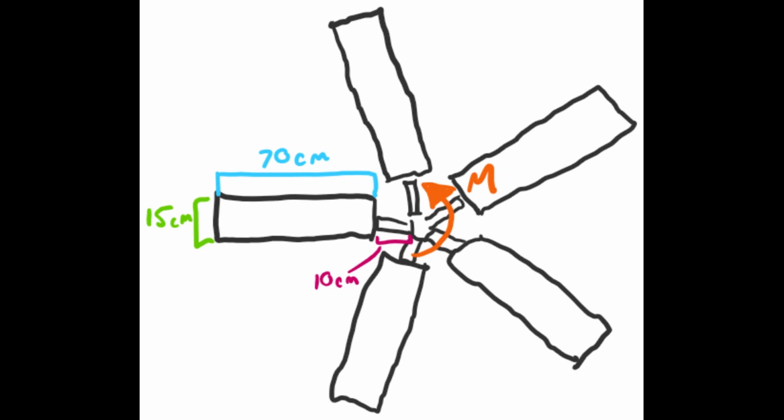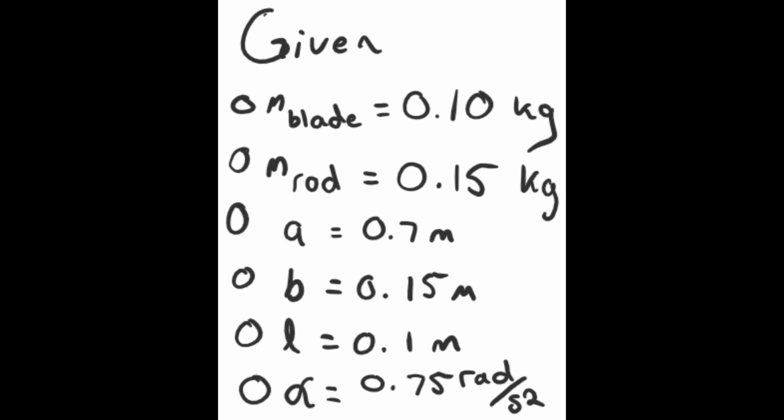So here is the free-body diagram version that includes all the measurements and where the moment is going to occur in the fan. The givens that I obtained from the fan: I got the mass of the blade, and I thought it should be pretty light because it's made out of a thin material, and the aluminum metal rods should be a bit heavier, although they are a bit shorter. As you've seen in the previous diagram, one side of the plate was 70 centimeters, another side of the plate was 15 centimeters, and the length of the rod was 10 centimeters.